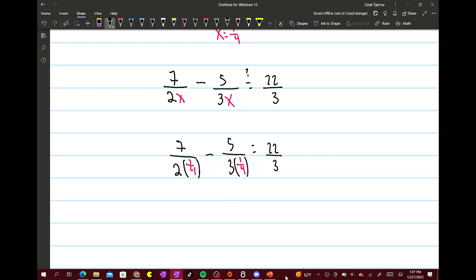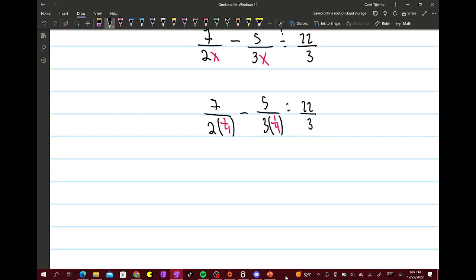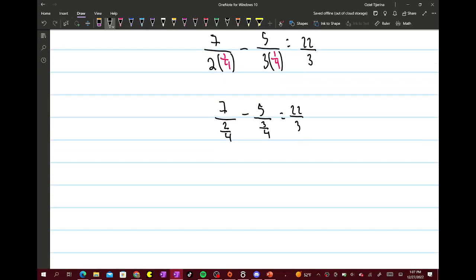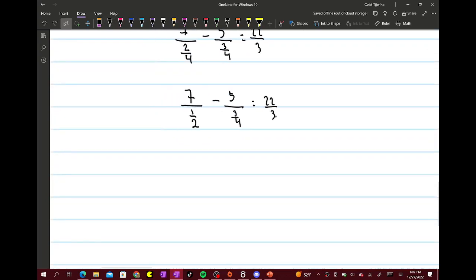So then we're going to simplify this, right? This simplifies to 7 over 2/4 minus 5 over 3/4 equals 22 over 3. And so this is 7 over 1/2 minus 5 over 3/4 equals 22 over 3. If you don't know how to divide like this, it's basically 7 divided by 1/2 minus 5 divided by 3/4 equals 22 over 3.